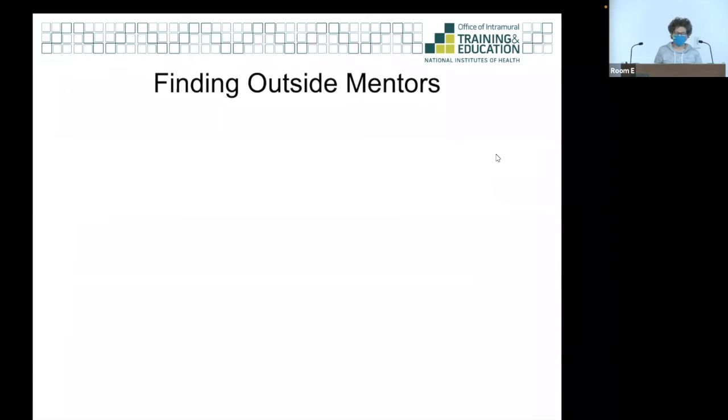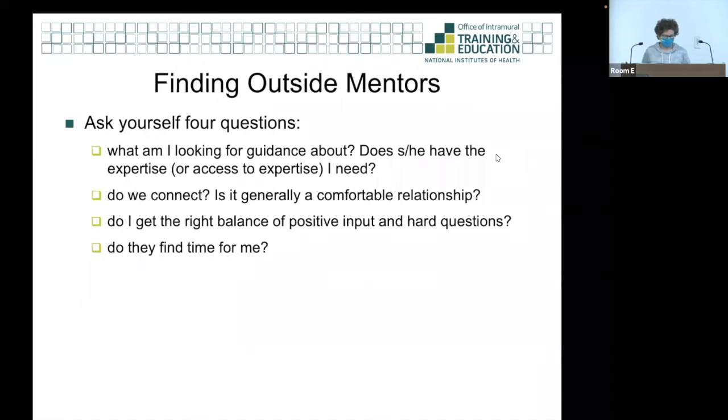Now, finding outside mentors can be a huge challenge. If this was easy, I think many people would have a whole mentoring team. The reason a lot of people don't is that it can be tough. So a few things about finding outside mentors. I think there are four questions, one to ask in advance and three to ask after a first meeting.